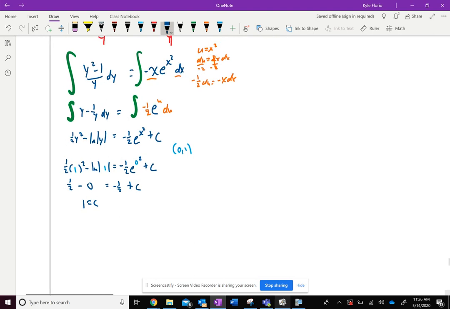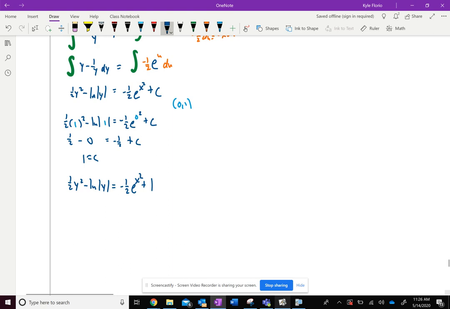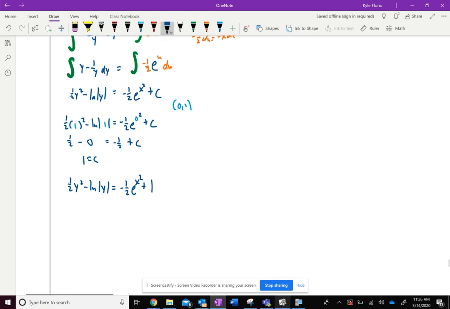And we're pretty much finished here. So I have 1/2 y squared minus the natural log of y equals negative 1/2 e to the x squared plus c, which we know is 1. To clean this up, make it look a little bit nicer, maybe multiply both sides by 2. And that'll just get rid of the fraction. So I get y squared minus 2 natural log of the absolute value of y. Multiply that by 2, I just get negative e to the x squared. And multiply that by 2, I just get 2.